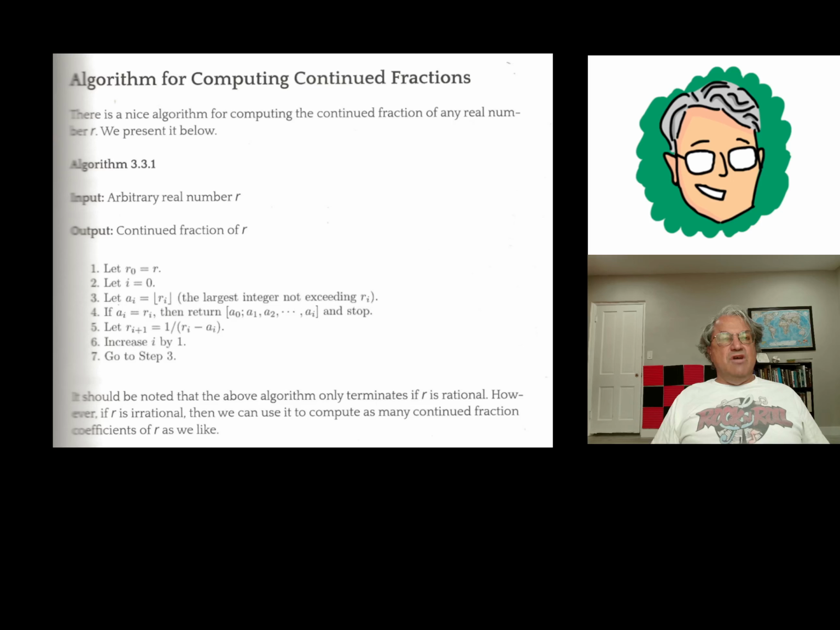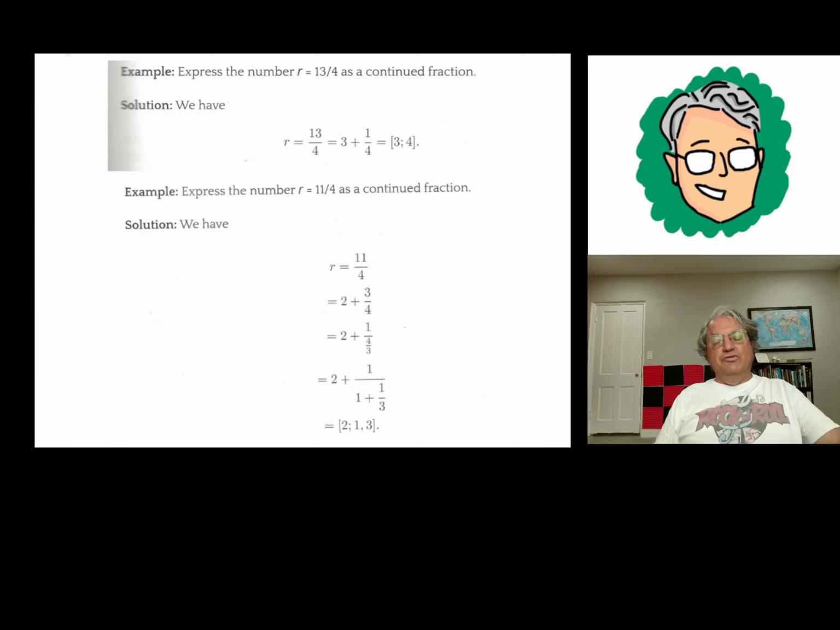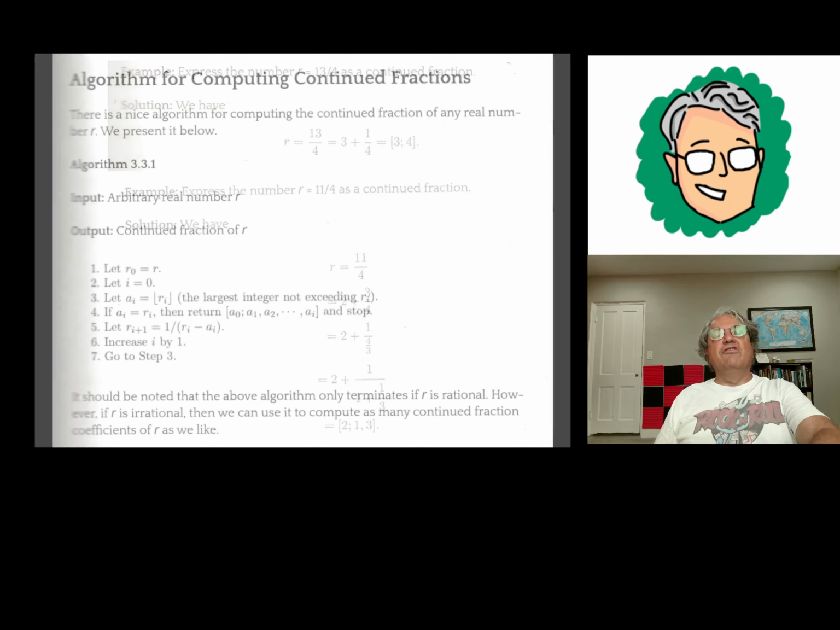And we increased I by 1, so we're not really calling it R sub I plus 1 anymore. We're just calling it R sub I. I is now 1. So R sub 1, like I said, was 4 thirds. And now we do it recursively. We go back to step 3. So now we're letting A sub 1 be the floor of R sub 1, or in the case of the second example, the floor of 4 thirds, which is 1. So our second continued fraction coefficient is 1, which is what we have here.